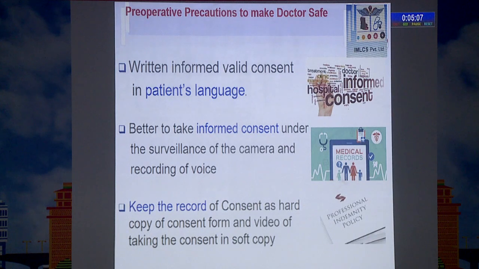It is better to take informed consent under camera surveillance with voice recording. Nowadays it is very easy to take consent on surveillance, so he may not be able to say in court that consent was not taken, that he doesn't know where he signed, that he was told to sign and so he signed.